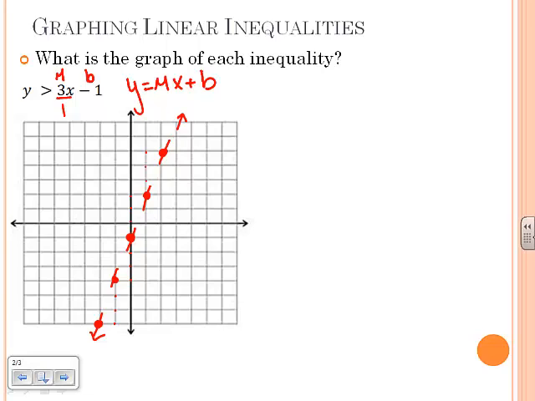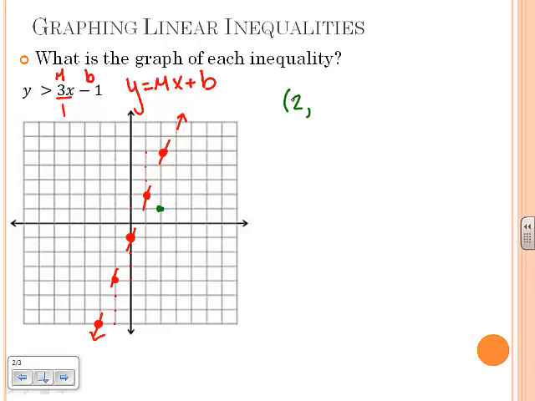Next, we want to pick a test point to decide which half we are going to shade. This line that we drew acts as a boundary. We're either on this side of the boundary or we're on this side of the boundary. To determine this, let's pick a point. Let's stick with the positives and let's pick 2, 1. 2, 1 is clearly on one side or the other of the line. So we're going to use this as our test point.